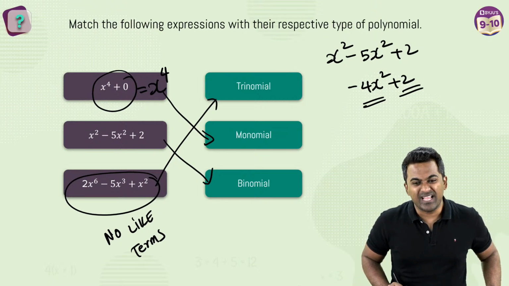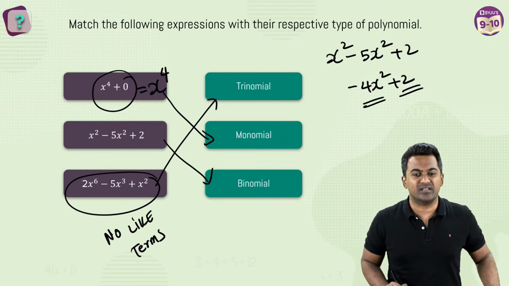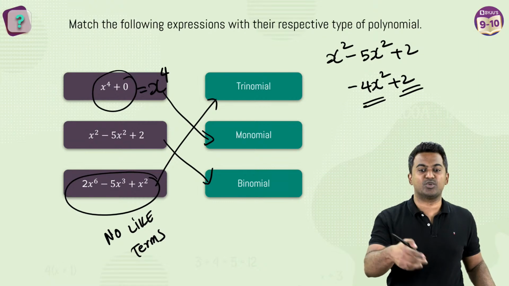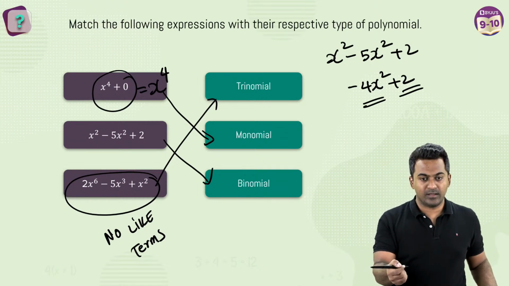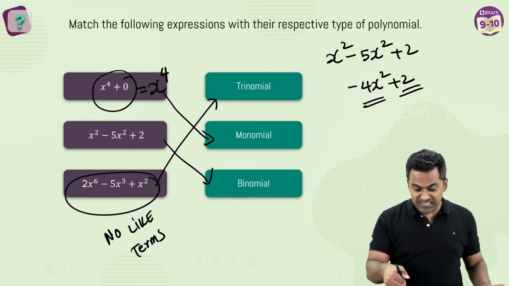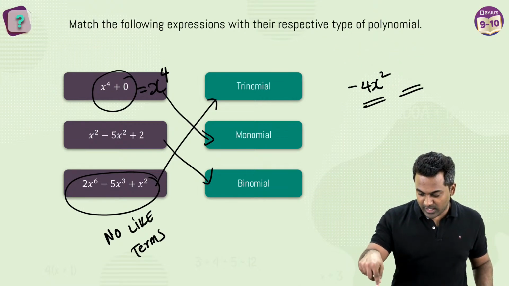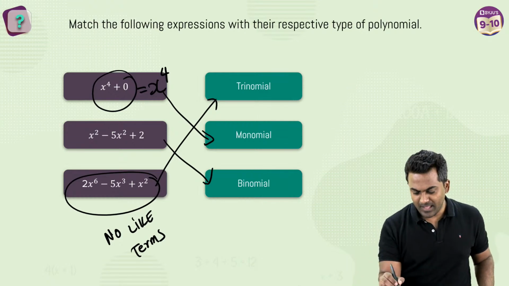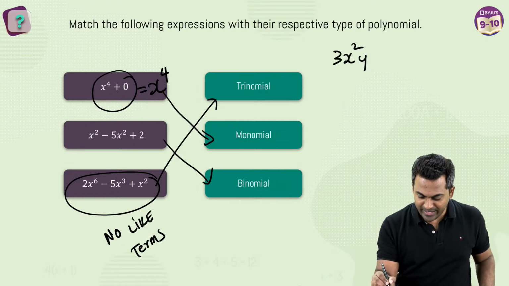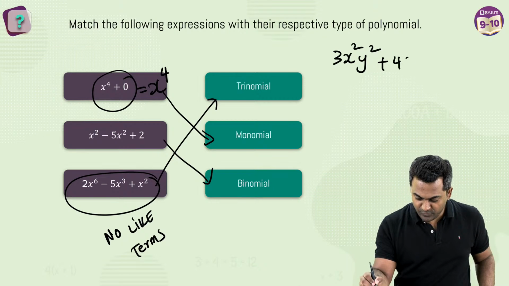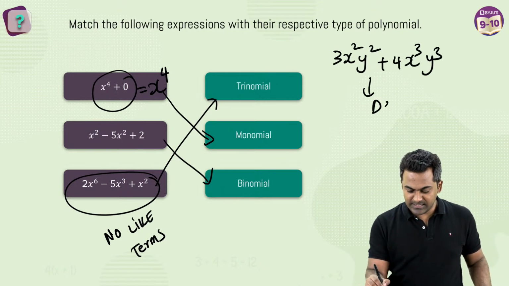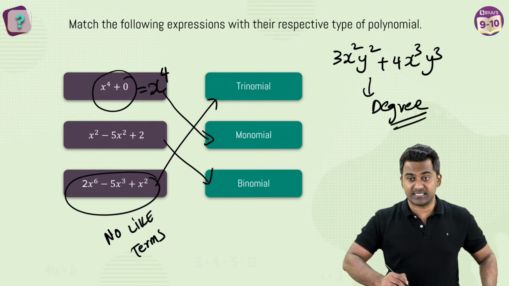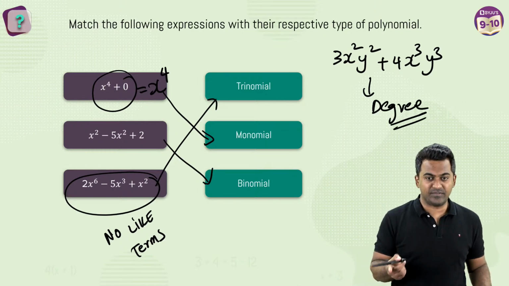Rahul, 3xy. 3xy can't be a constant, right? Because there are variables there. That's going to be a monomial, Rahul. 3xy. Okay? Oh, that's what you're asking. All right, all right, all right. I'm coming to that. 3x square y square plus 4x cube y cube. Yeah? I think this is what you are asking. What is the degree of this?